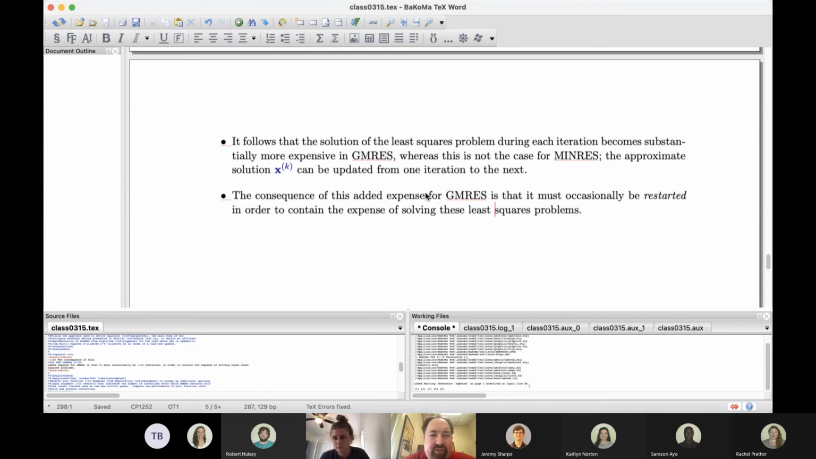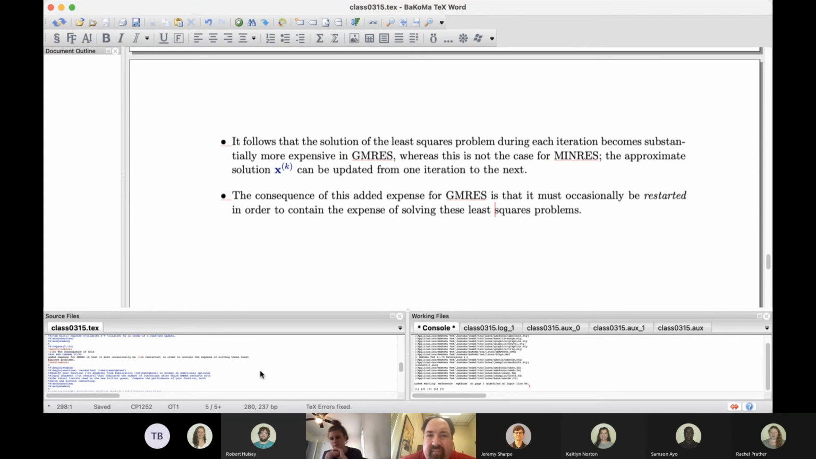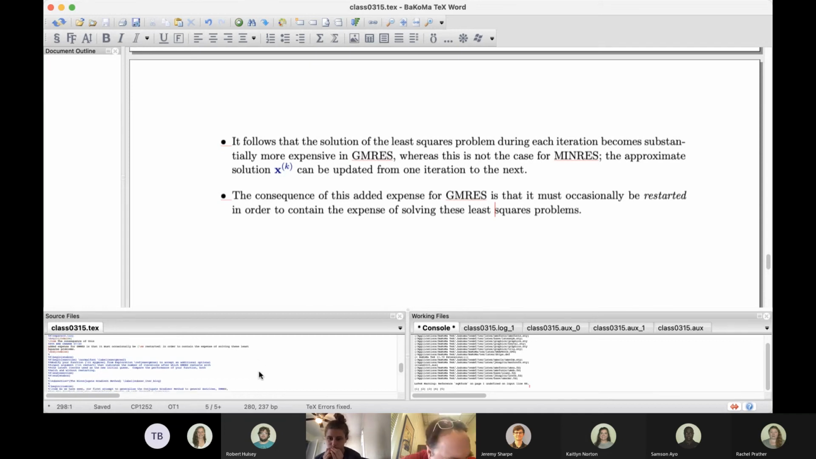That way your storage requirement does not get out of hand. So the MATLAB function for GMRES includes a parameter, if you want to specify, like restart every so often, like every 10 or 20 iterations, something like that.